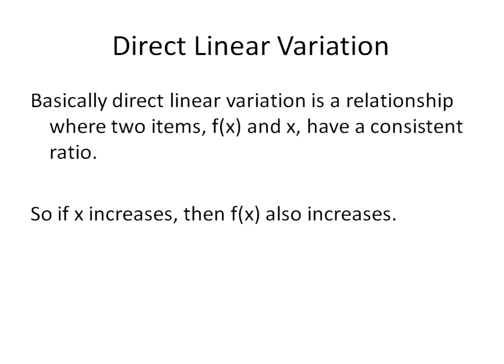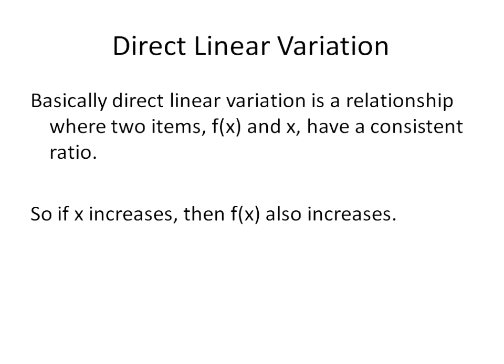All right, so we're talking about two different variables, the function of x, or f of x, and x. Basically, with direct linear variation, those two variables, f of x and x, have a consistent ratio. So if x increases, f of x also increases. If x decreases, f of x will decrease.